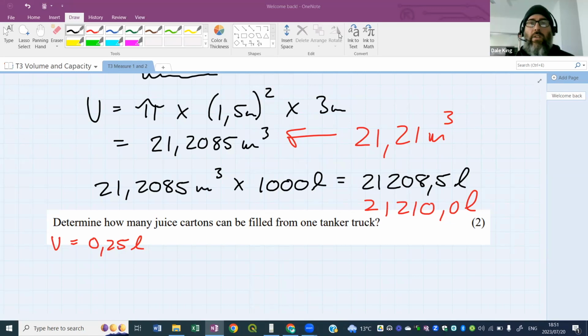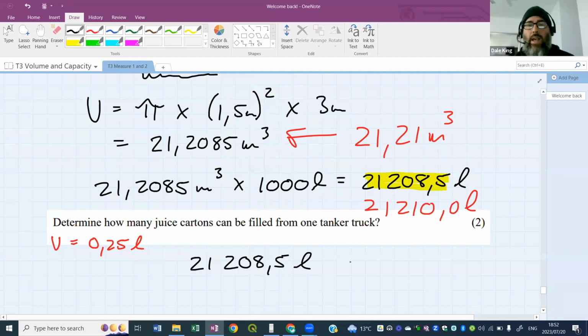All right, so how do we work it out? How many cartons can we get out of this tanker? We're going to use this figure, because we're not rounding off during the question. So we're going to say the tanker holds 21,208,5 liters, and a carton is 0.25. How many cartons are there? Cut the tanker volume up into the carton volume. So divide the tanker volume by 0.25 liters, and see how many you have.